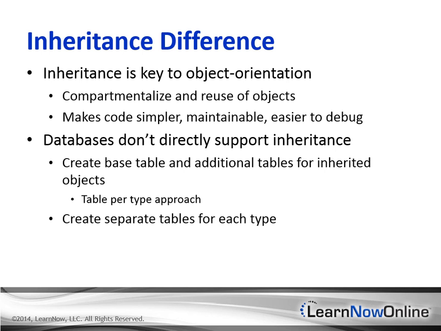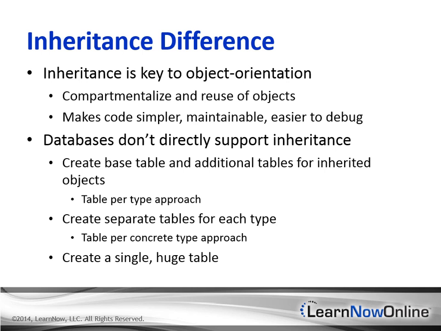Another way to do it is to create a separate table for each type in the object hierarchy, and you duplicate the base fields. And this is referred to as the table per concrete type approach. This is not directly supported by the Entity Data Model Designer and causes complications for the mappings between the conceptual and storage models, but you can do it within Entity Framework.